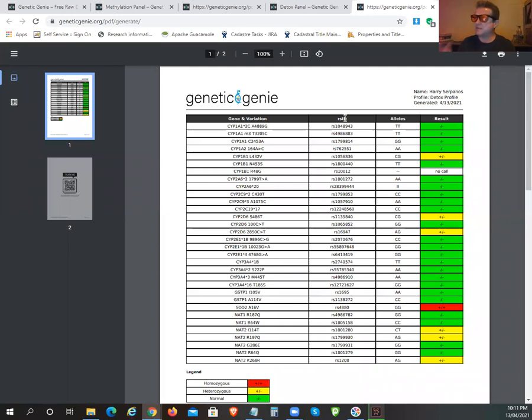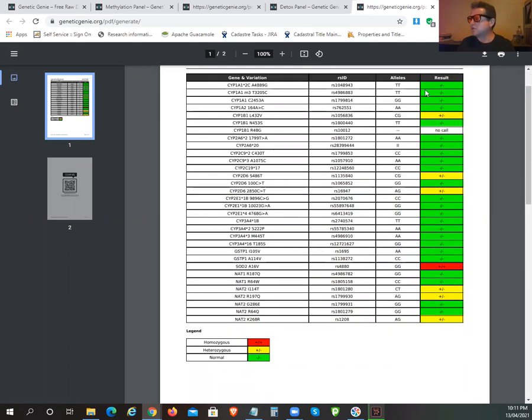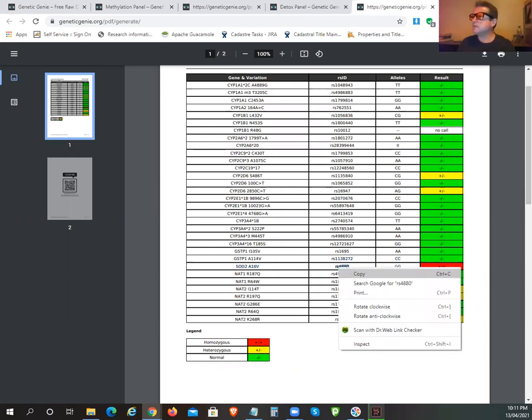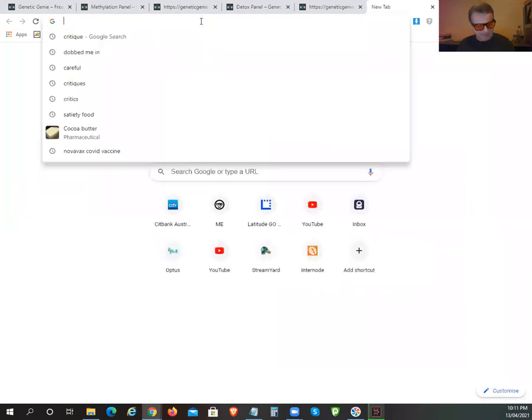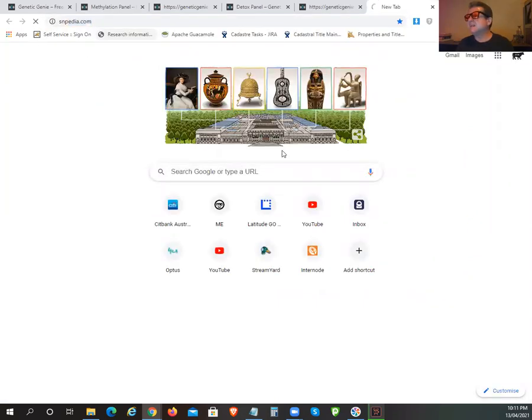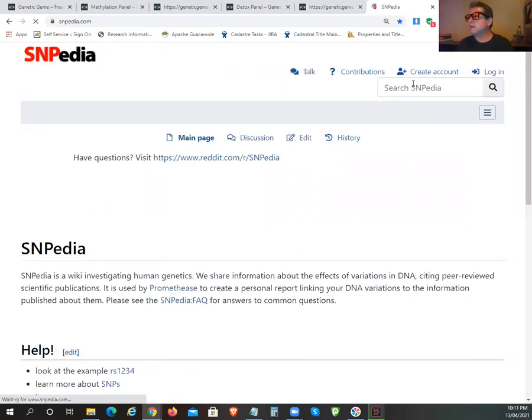Same principle, you can save it off as a PDF, so you've got it in that regard. It's as simple as that. And then you can go through, as you can see, my detoxification pathways are fairly good, bar one. And you can always go into Snippedia, and we can look that up.